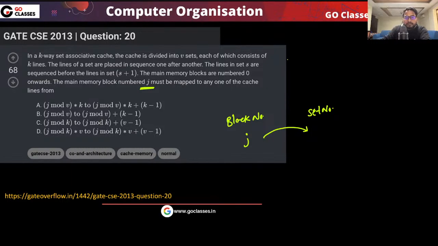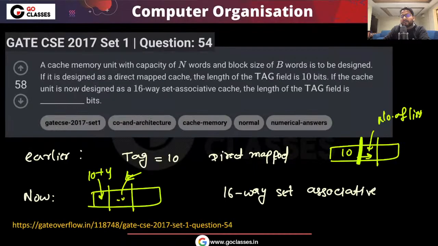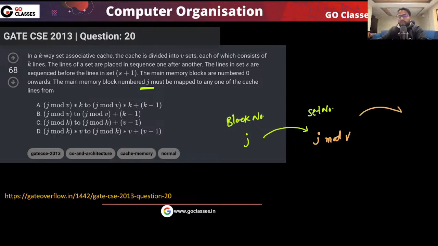Suppose there are V sets. I will read out the question, but before that, I'm giving you a glimpse. The set number is J mod B. This is the GATE 1999 question. In GATE 99 they just asked this, but here they ask a little bit more advanced. They are saying, okay, the set number is fine, but give me the line number also. You cannot directly give the line number, it will be in one of the lines. So given the set number, tell me which line it will be in. This is the outline of this question.